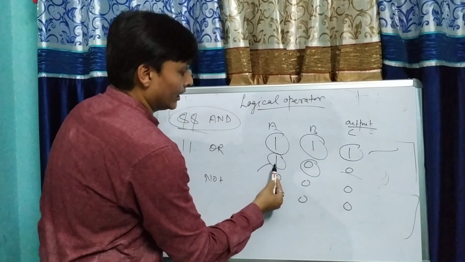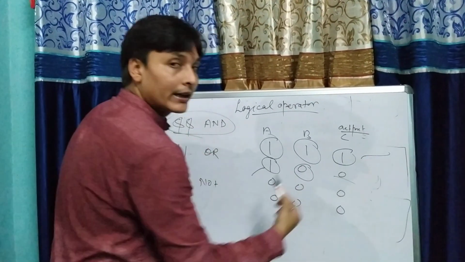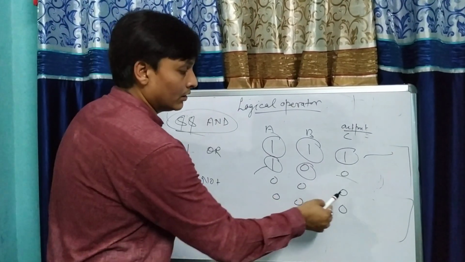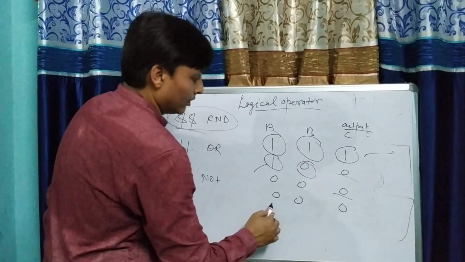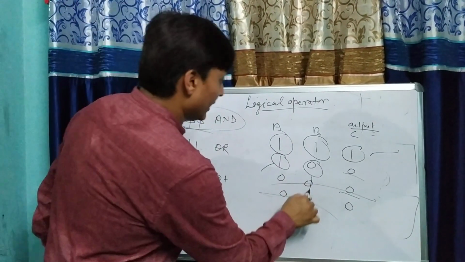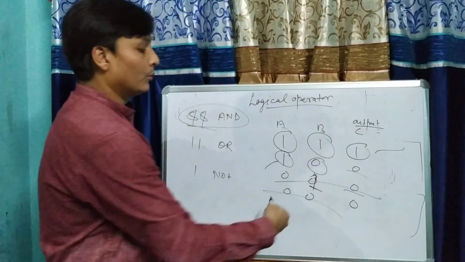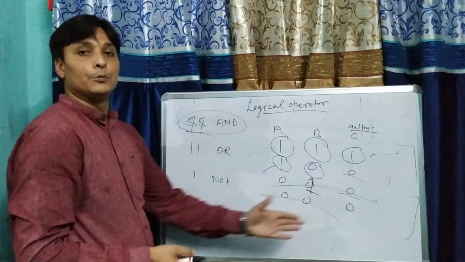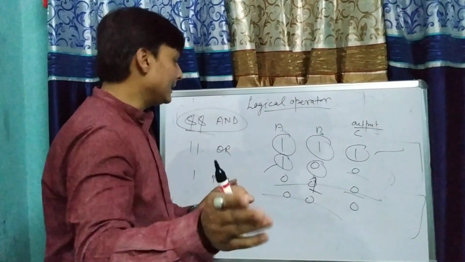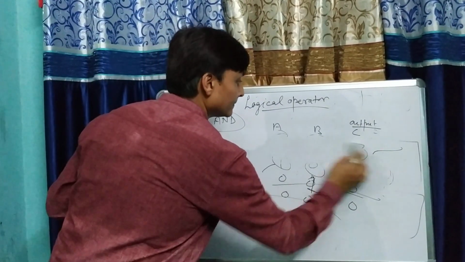Here the value of A is 1, but the value of B is 0, so the output will be 0. The value of A is 0 and the value of B is 0, the output will be 0. Or 0 and 1. In both cases, the output will be 0. But in the case of OR, if any one input is 1.